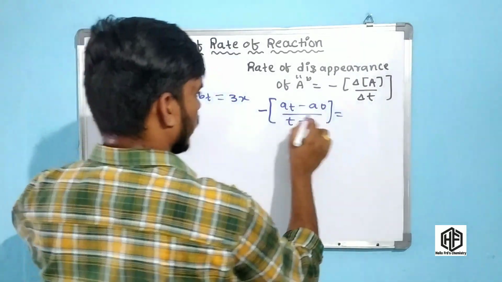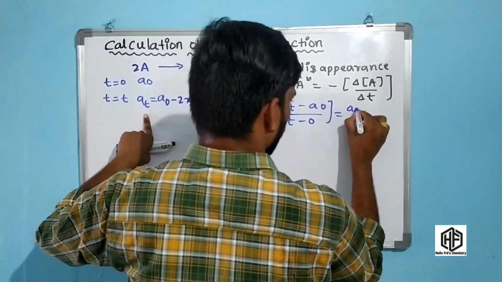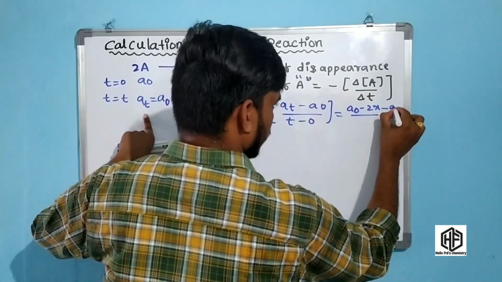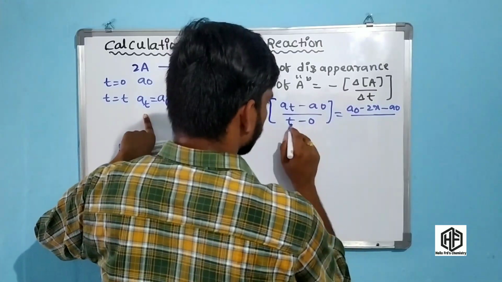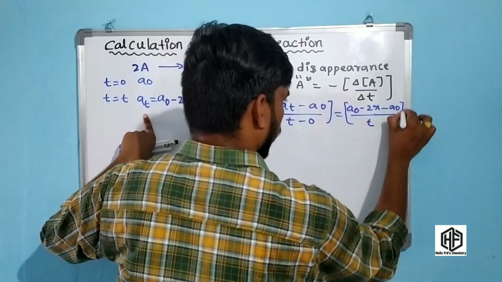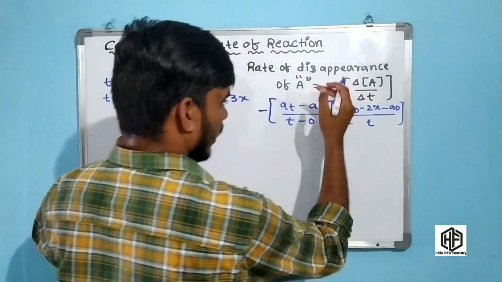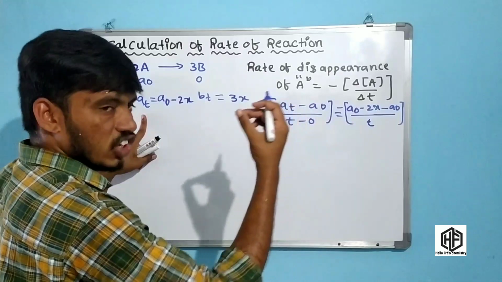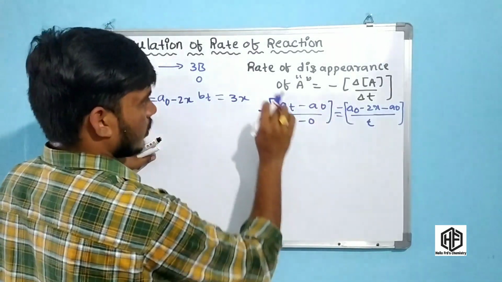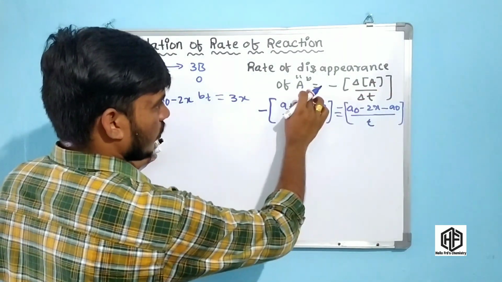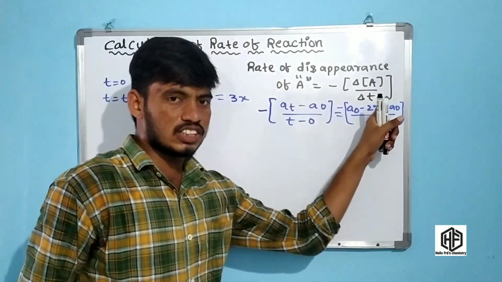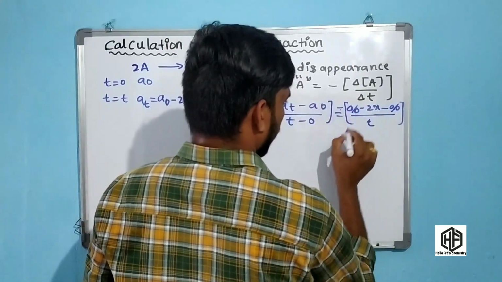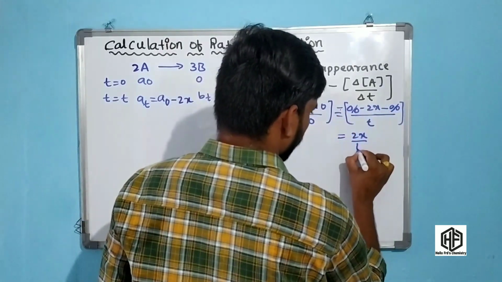Now what happened, friends? This is A naught minus 2x, minus A naught, by T, and the minus sign is present because of the decrease in the concentration of reactants. Now the negative sign is present there. The rate of disappearance of A is minus change in concentration of A by change in time T. Now A naught and A naught cancel. Minus into minus is positive. Now this is 2x by T.